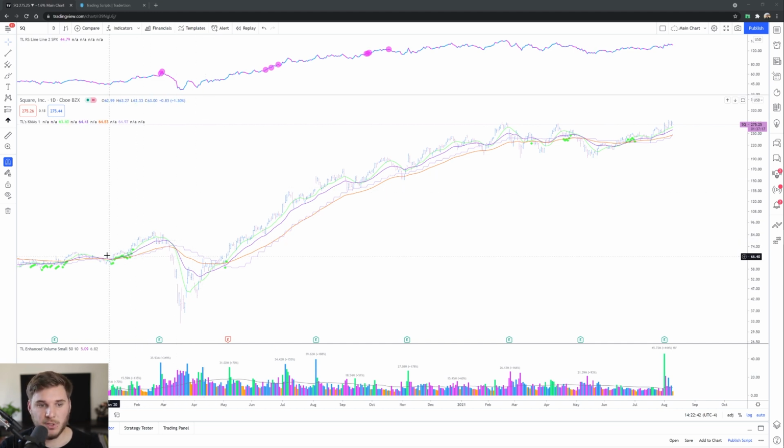And when these moving averages are crossing above each other and below each other, that is kind of a choppy period. And that way you can kind of avoid it if you are a trend follower, because at those points, there's no real defined trend.